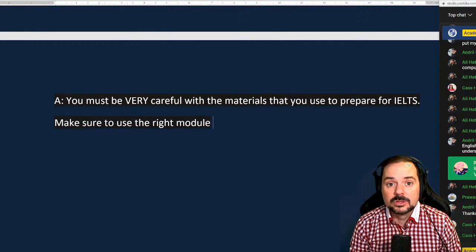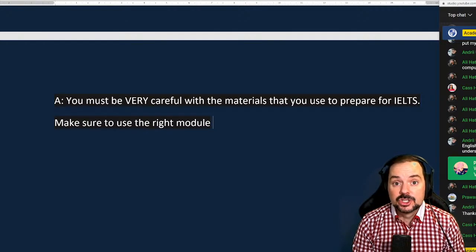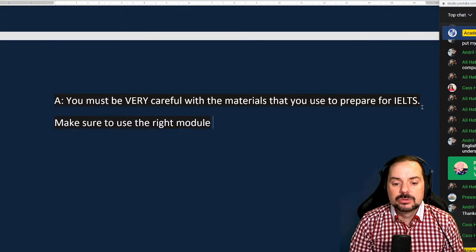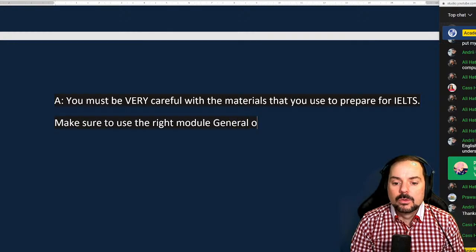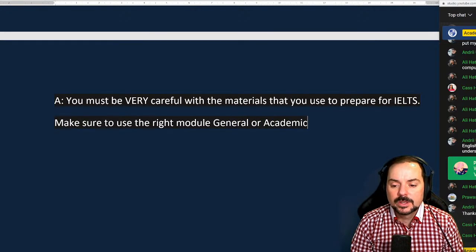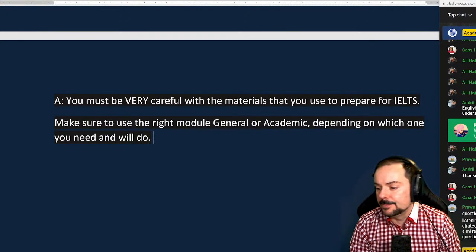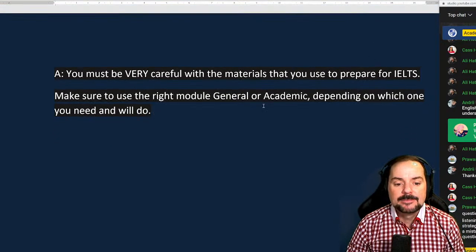I know that sounds silly to say, but you'd be surprised. Sometimes we get people using general IELTS modules to study for the academic, and then they're in shock when they get to the actual exam. So make sure to use the right module, general or academic, depending on which one you registered for, which one you need. So firstly, of course, pay attention to that.